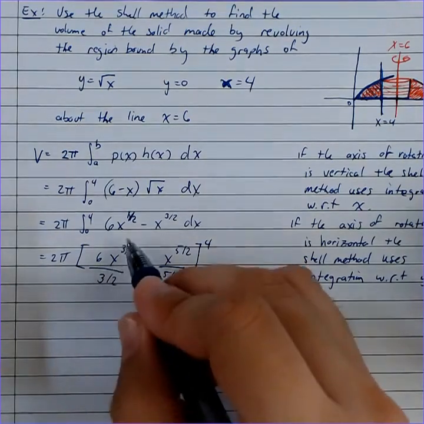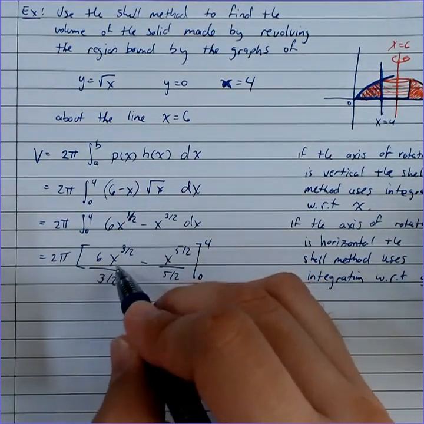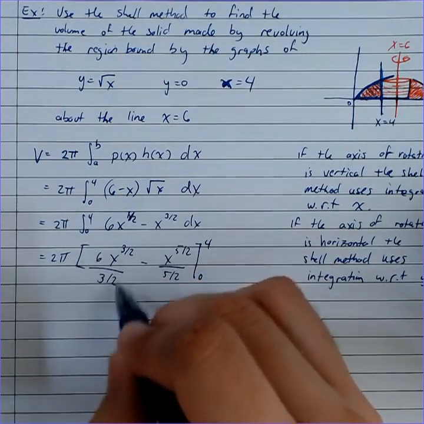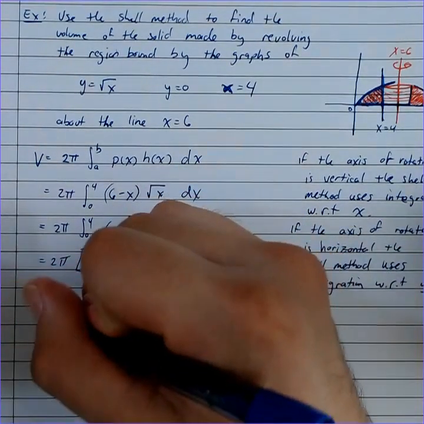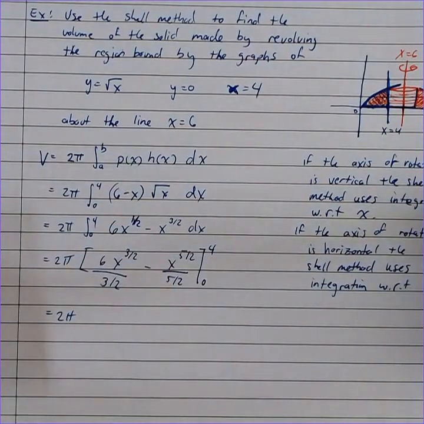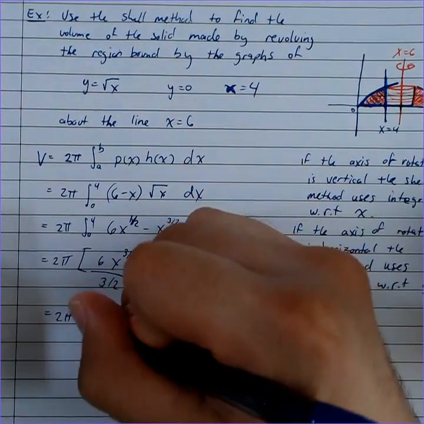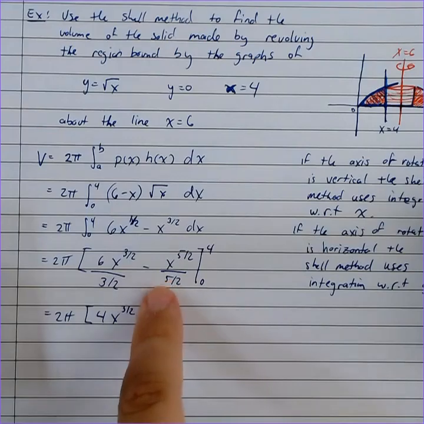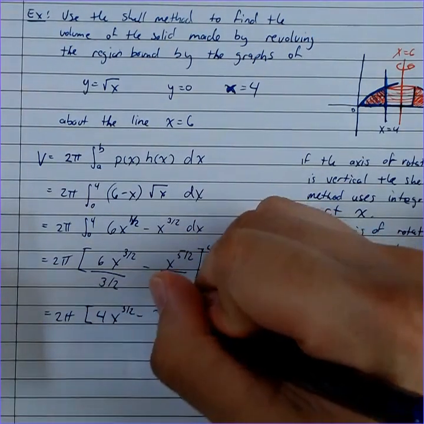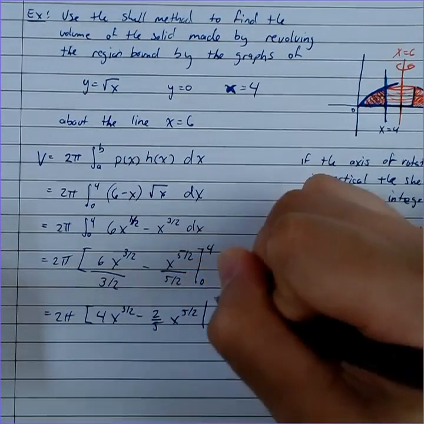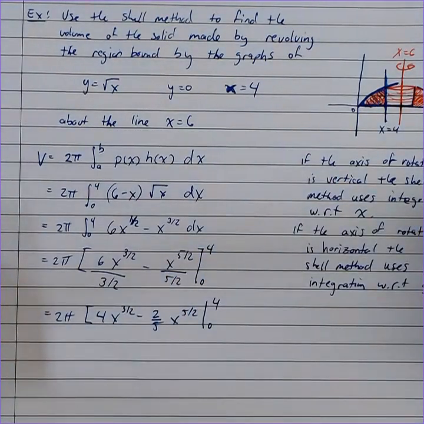Here, let me simplify that. For x to the 1/2, the integral is x to the 3/2 over 3/2. Well, yeah, but now I have complex fractions. Let me just clean that up a little bit. If I take 6 and divide by 3/2, I get 4. So that's 4x to the 3/2 minus, dividing by 5/2 will just give me 2/5 x to the 5/2. And again, that's evaluated from 0 up to 4.